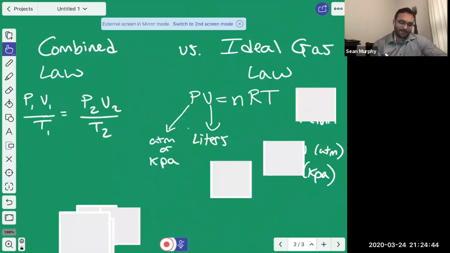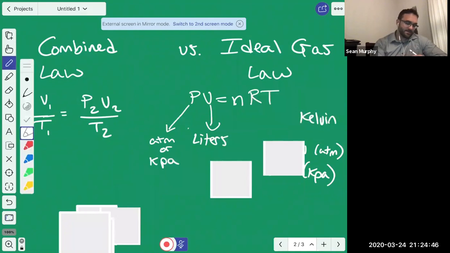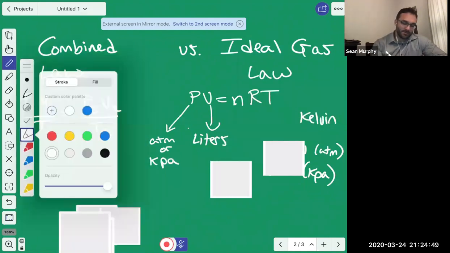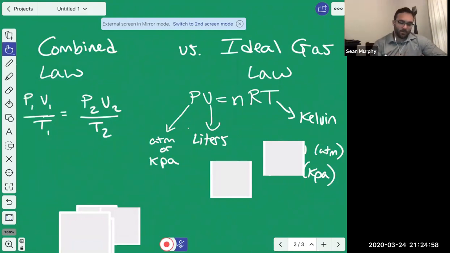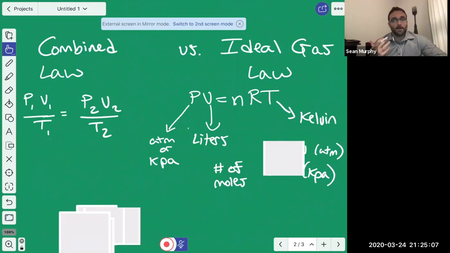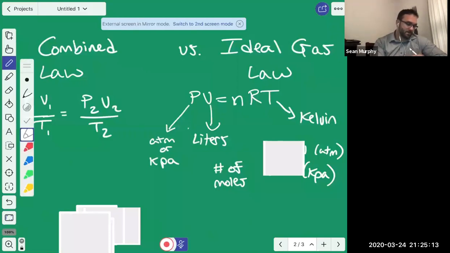All right, now if we take T, we know that T is definitely going to be temperature in kelvins. Okay, now the last two, N. N stands for the number of moles, so now we're incorporating the number of moles of a particular gas molecule, okay? Let's switch things up here.